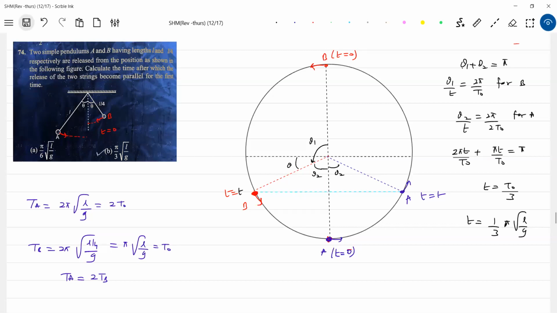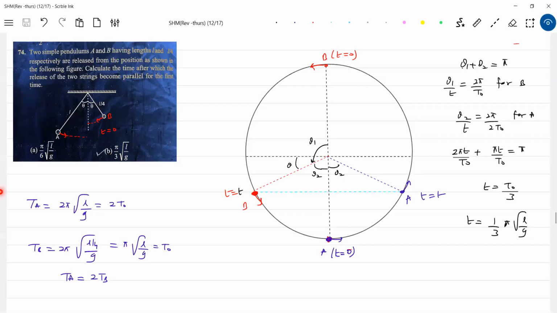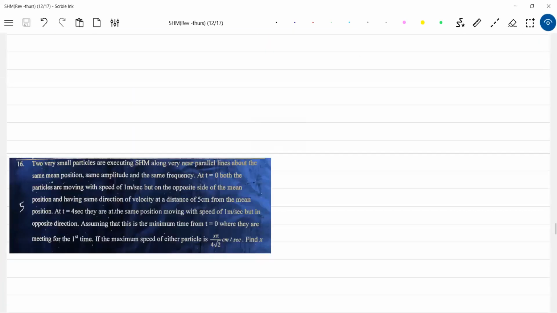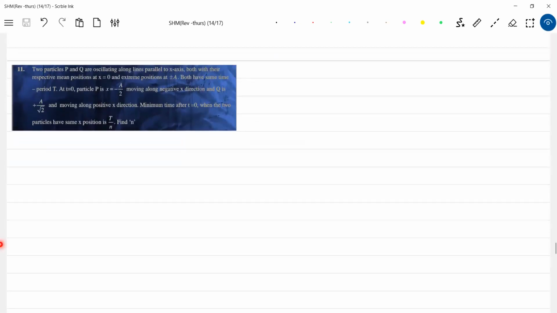Okay, got the idea? Okay, this is about the pendulums. Last one more will go for it. You can try this. Let me do this one, the 11th one.